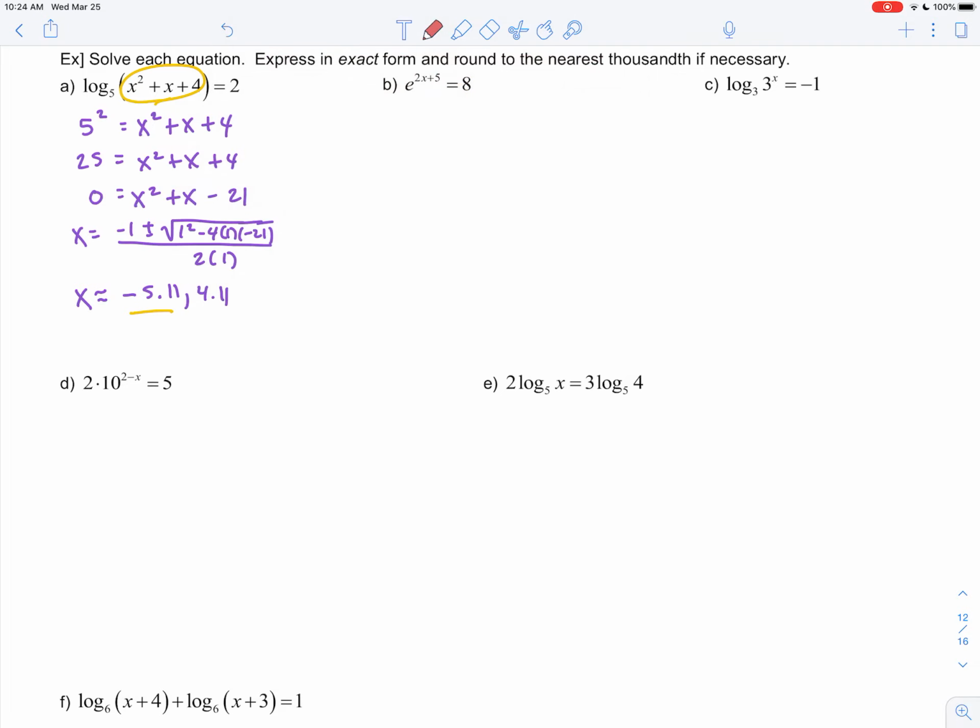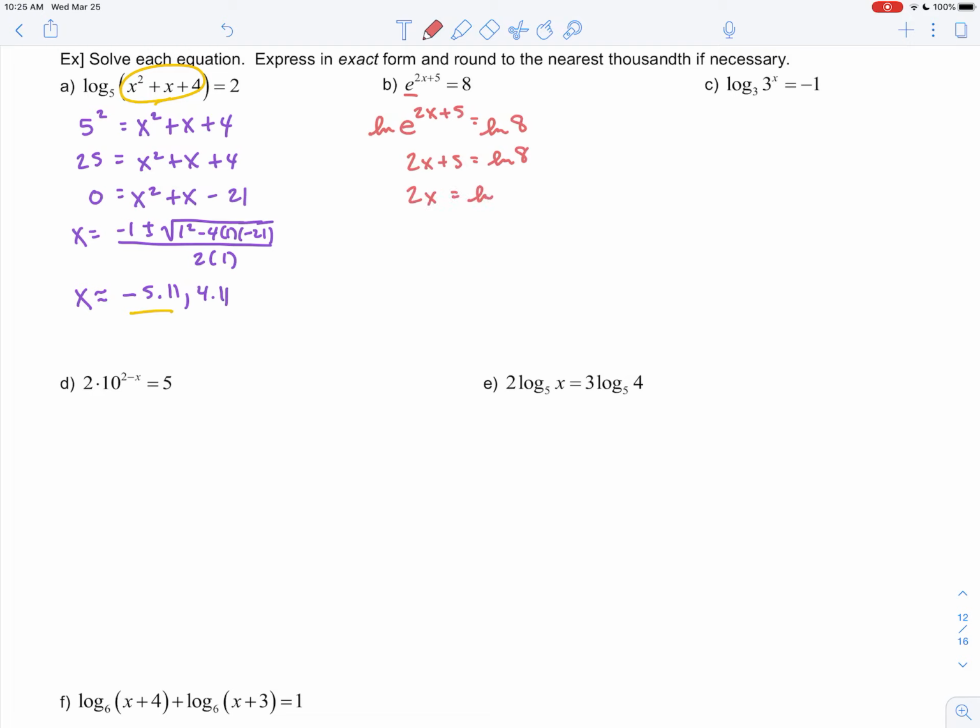Okay, part B, slightly different. This is an exponential equation, but the base is e, which indicates that we should use a natural log. So I will natural log both sides. The natural log is base e, so the natural log of e to the 2x plus 5 is 2x plus 5. Now we'll solve it out, and then we'll round in the very last step. I don't want to round in too many intermediate steps because I might make the answer less exact.